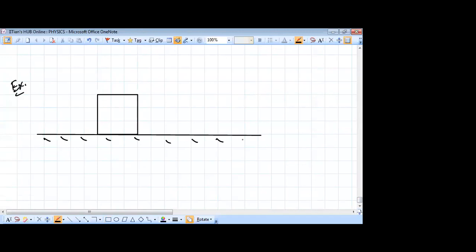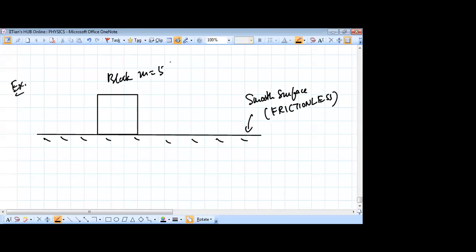Now we come to that situation where it's an assumption that this is a perfectly smooth surface. ठीक है, though in reality ऐसा कुछ होता नहीं है, but this is assuming an ideal condition where the surface is perfectly frictionless. Okay. Now we have this block of mass, let us say this time 5 kilograms.